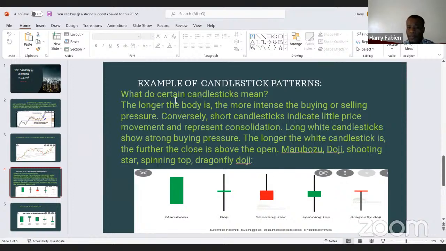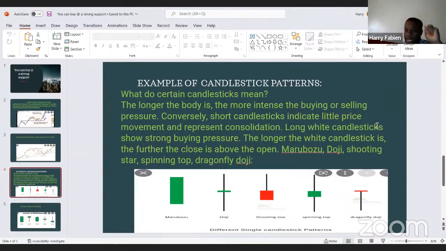Candlestick patterns. So what do certain candlesticks mean? They say the longer the body is, the more intense the buying or selling pressure. The longer the body is, the stronger the buying or selling pressure. Conversely, short candlesticks indicate little price movement and represent consolidation.